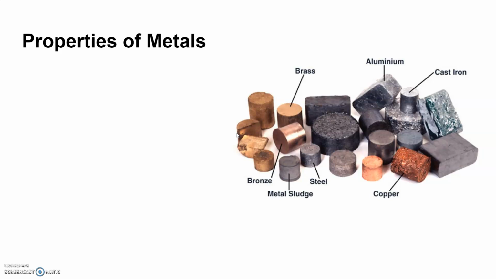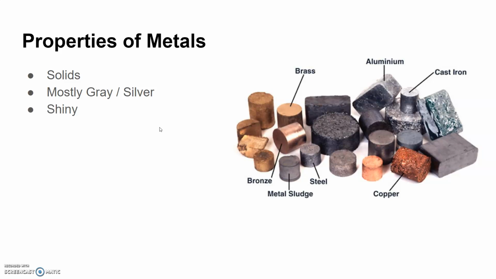Now, just to remind us of what these properties are before we go into how metallic bonding explains those properties, here are some properties of metals that we already know. First of all, most of them are solid, the exception being mercury. They're mostly gray or silver in color.